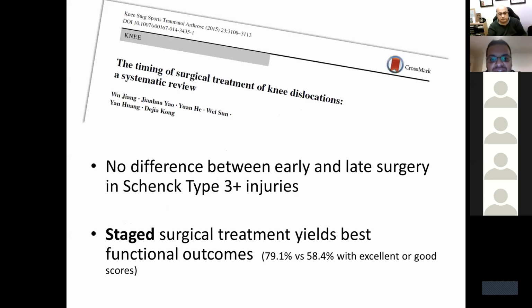So this is another paper which is even more recent than the one I've just shown you, and there is some suggestion that if you have grade 3 or more injuries, then you can consider undertaking early repair of the collateral ligaments, and then definitive surgery later on. A staged approach to this actually does yield some good outcomes. It may not necessarily be feasible to undertake the reconstruction of a Schenck type 3 or type 4 injury in the same sitting.